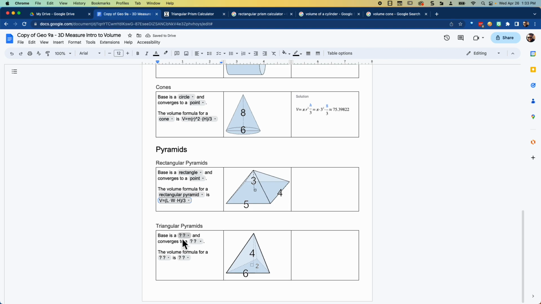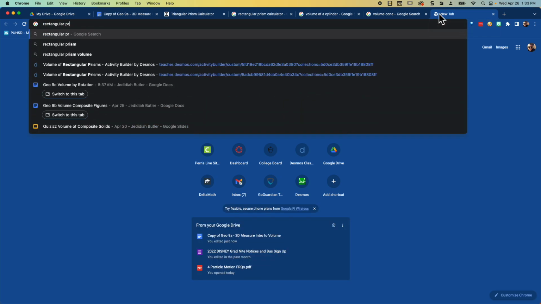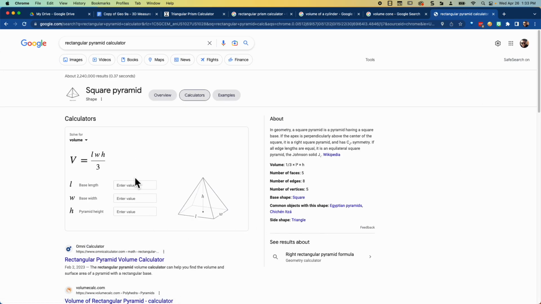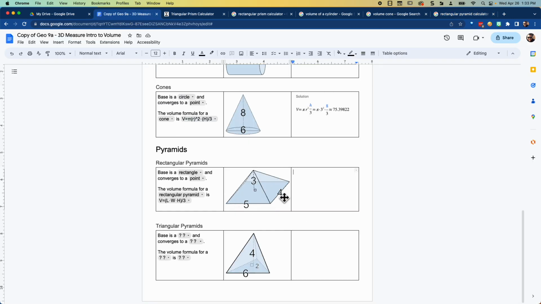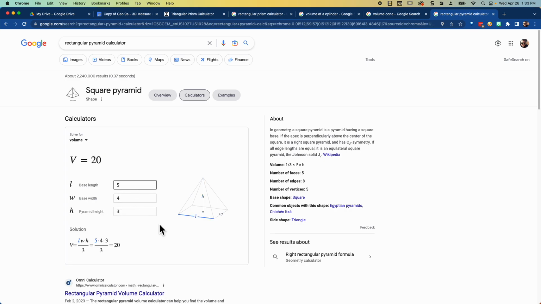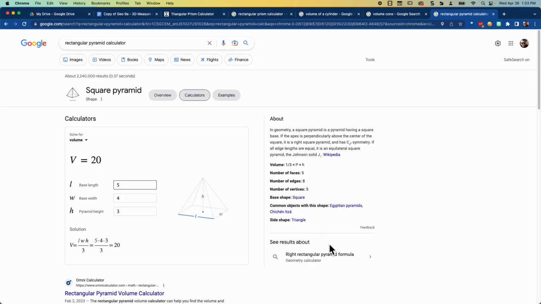So now we have this calculation. Let's do rectangular pyramid calculator. And again, it just has that length times width times height. So my length times width times height is 3 times 4 times 5. The height is 3. The width was 4, and this was 5. And that gives me a total of 20, a calculated value of 20.